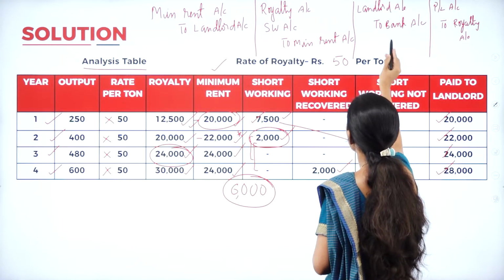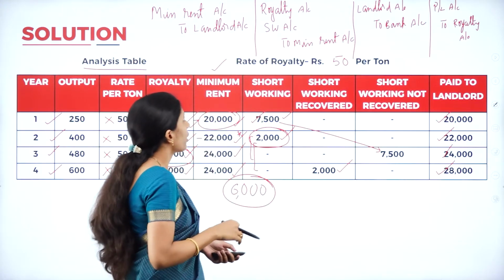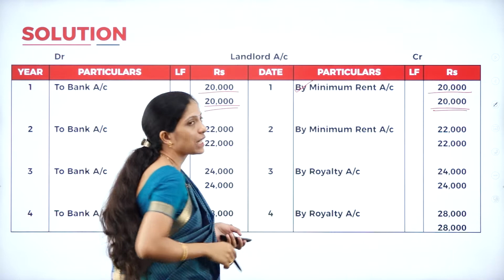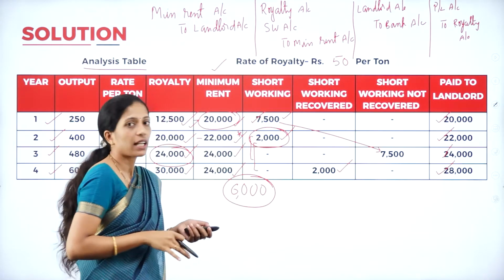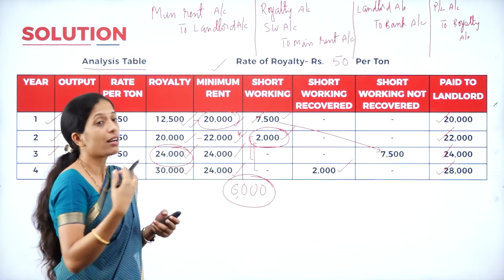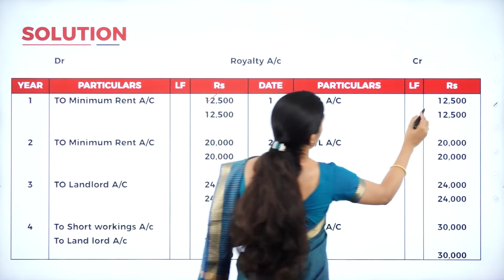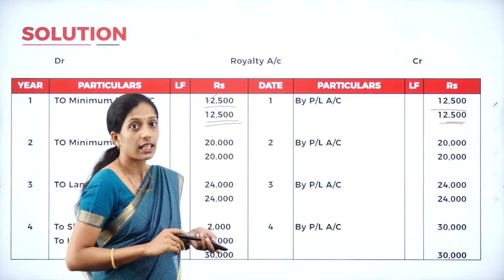Now come to the next entry, landlord account debtor to bank account. So how do you write in landlord account? To bank account 20,000. So both the sides are equal now. Next, in last entry, profit and loss account debtor to royalty account. So in royalty account, you will write it as by profit and loss. So by profit and loss 12,500. So hope you are clear with the first year entry.